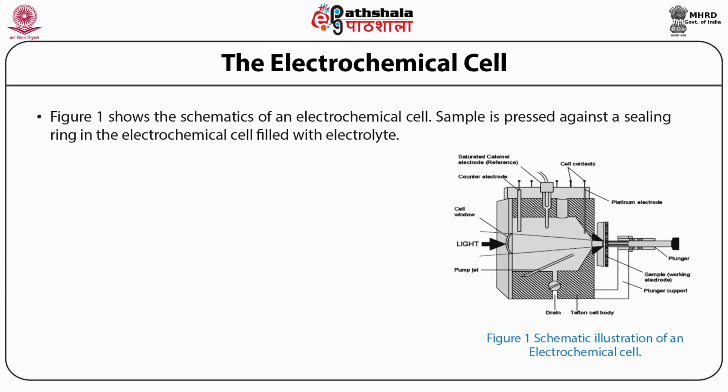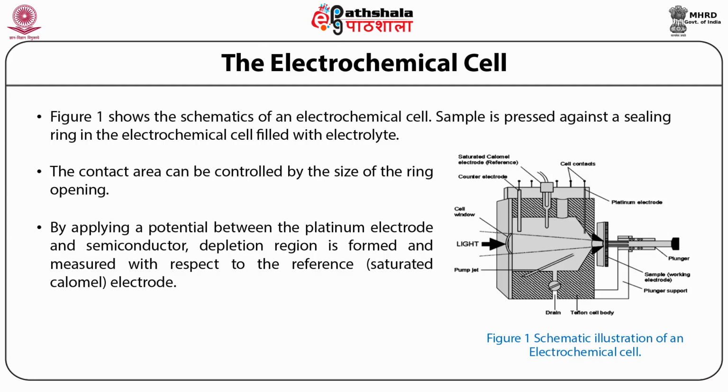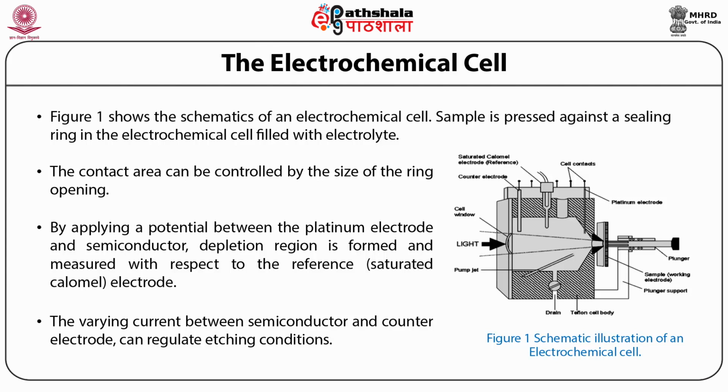Electrochemical cell. Figure 1 shows the schematic of an electrochemical cell. The sample is pressed against a sealing ring in the electrochemical cell with electrolyte. Contact area can be controlled by the size of the ring opening. By applying a potential between the platinum electrode and semiconductor, a depletion region is formed and measured with respect to the reference, that is the standard calomel electrode. The varying current between the semiconductor and the counter electrode can regulate etching conditions.